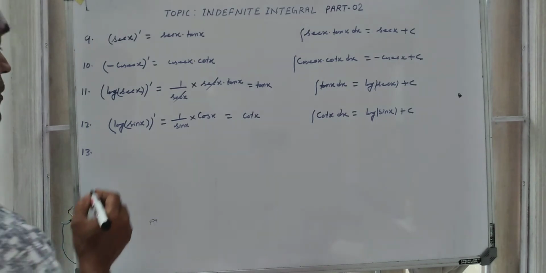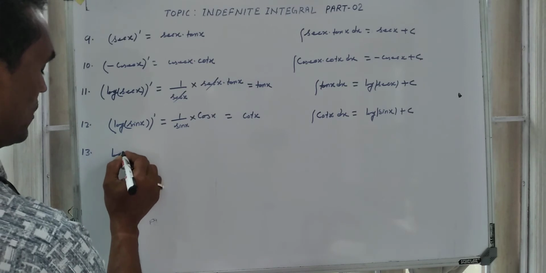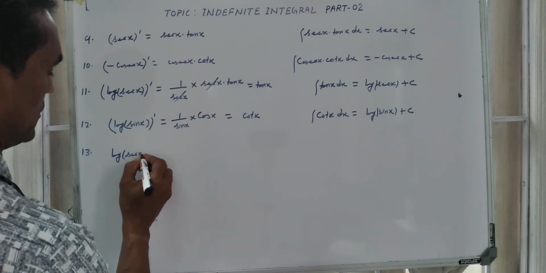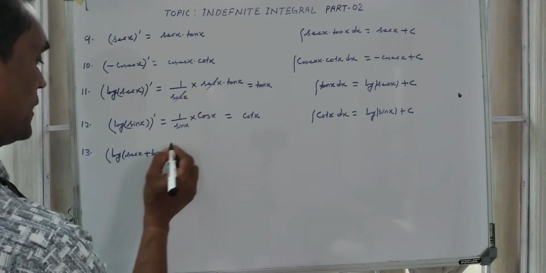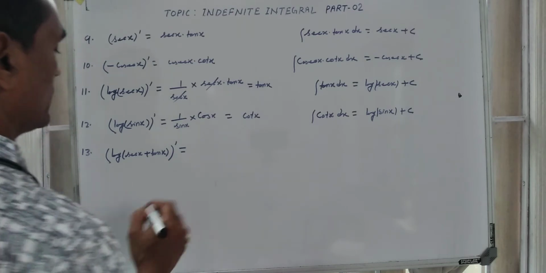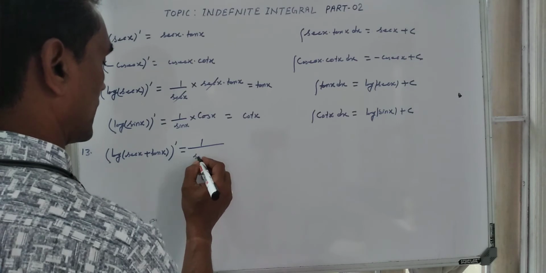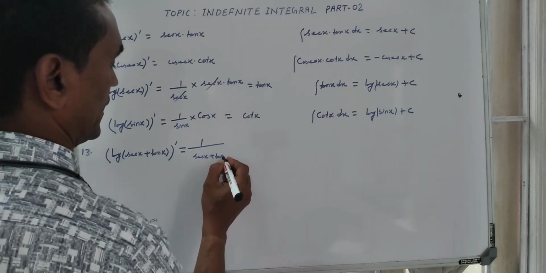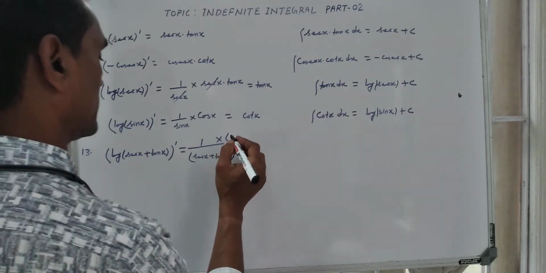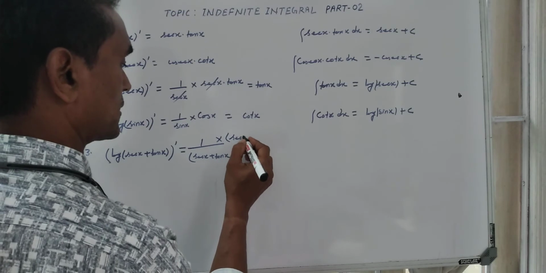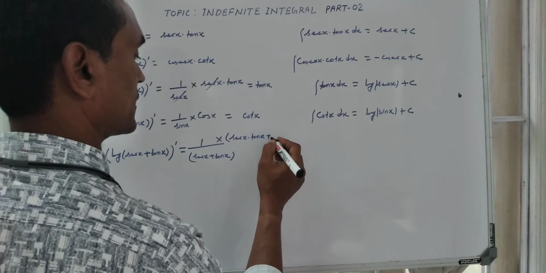Now log of sec x plus tan x. Derivative of log of sec x plus tan x, you find derivative of this. Very simple result you will get here. 1 by sec x plus tan x into derivative of sec x plus tan x. Derivative of sec x is sec x into tan x, and plus derivative of tan x, sec square x.